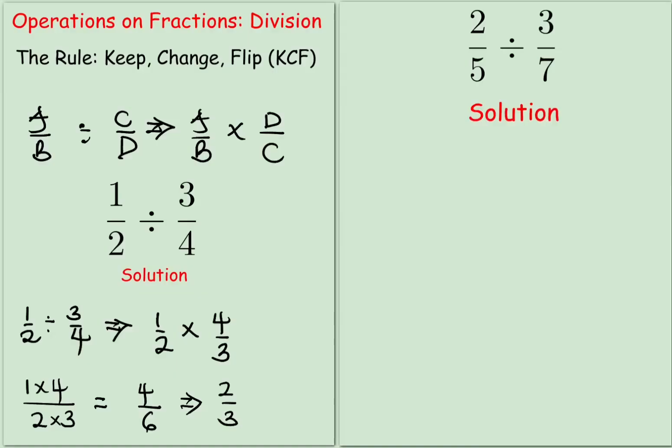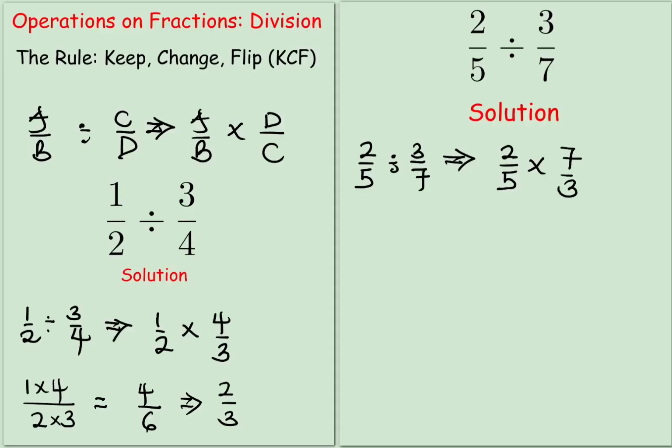This time around, we have a proper fraction divided by another proper fraction. Once again, it is the same rule. Once you understand the basics, you are good to go. So we have 2 over 5 divided by 3 over 7. What does it require us to do? We keep the first one, which is 2 over 5. Then our division is changed to multiplication. And then we take the reciprocal of this one, which is 7 over 3.